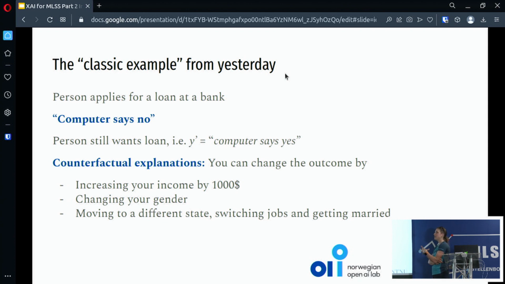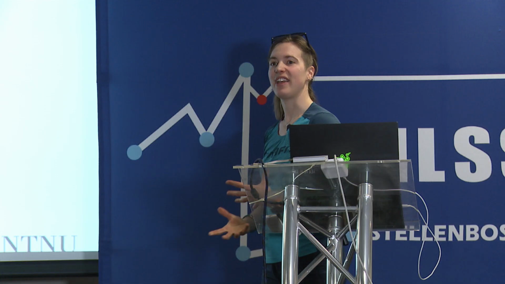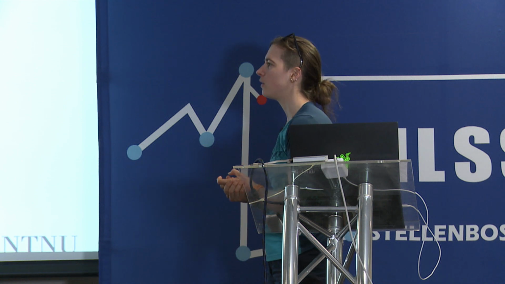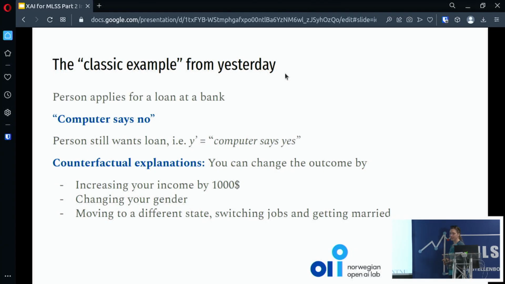Then I can produce, if I go and do this huge search for counterfactual instances x prime, right, a long list of things that would make the computer say yes. It could be increase your income by 1,000, but it could also be change your gender, or move to a different state, switch job, get married, get a dog, right? You can change a lot of things in the input and arrive at a different prediction. But not all of these would be very satisfying or even actionable. Like changing your gender, I don't think you can ask people to do that in order to get a loan.